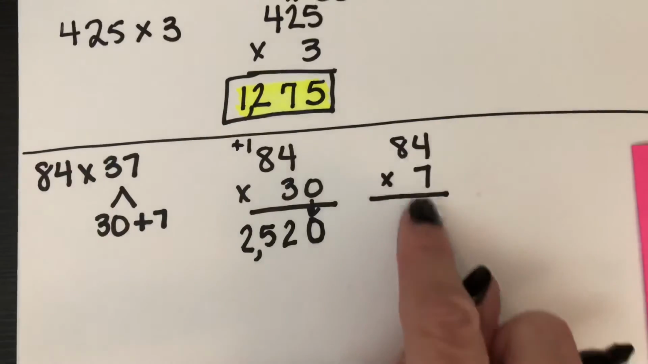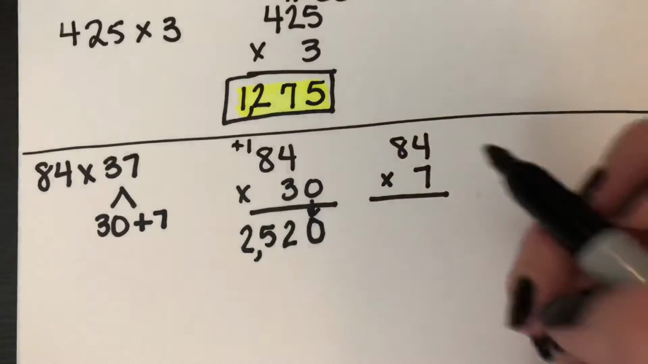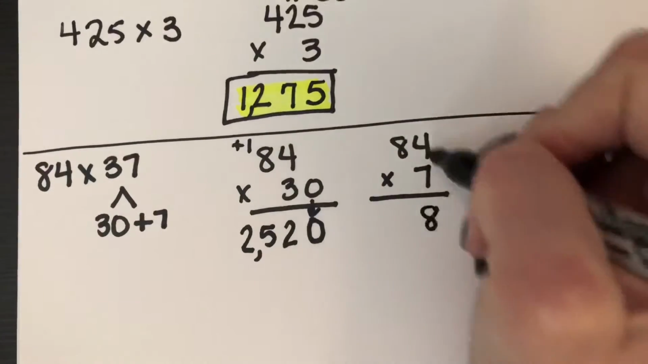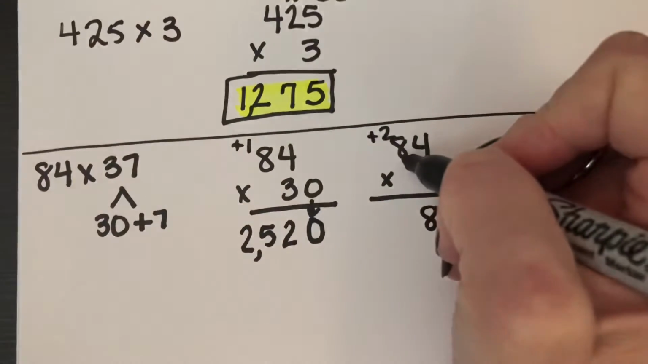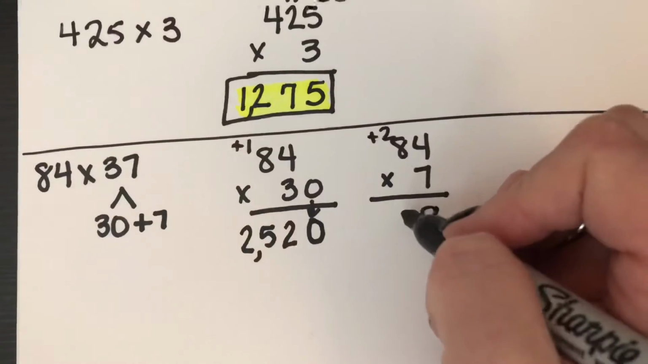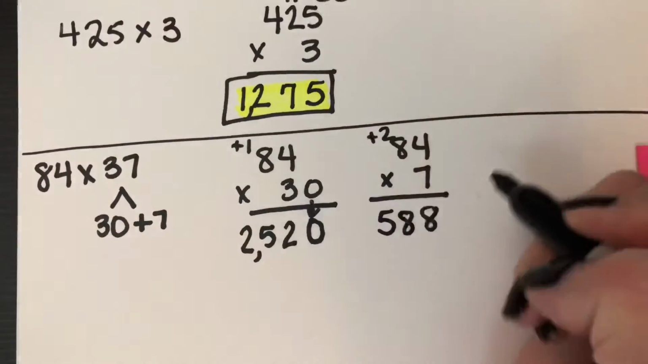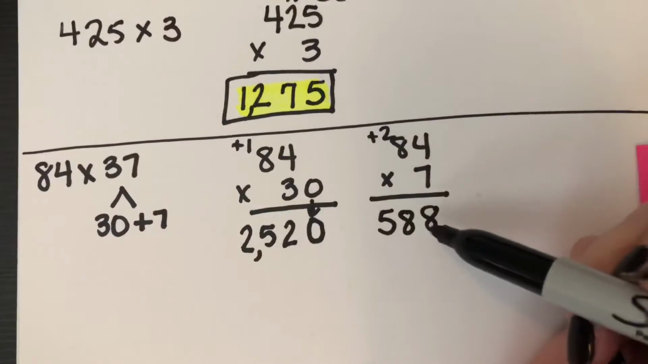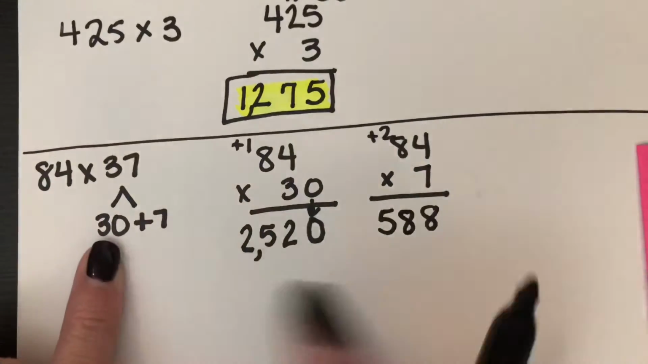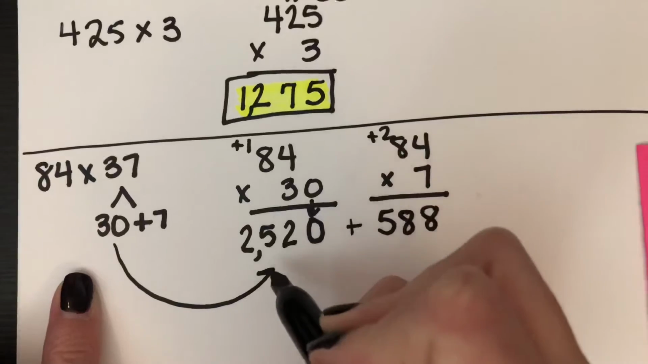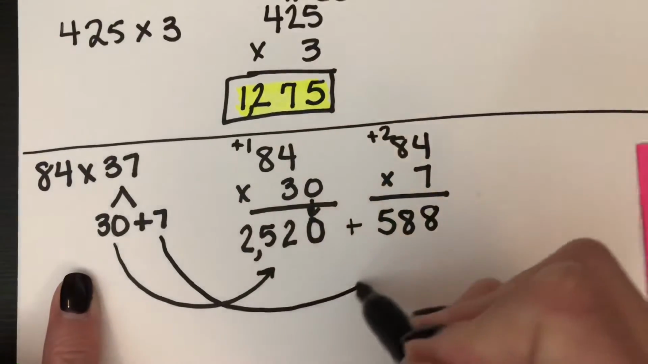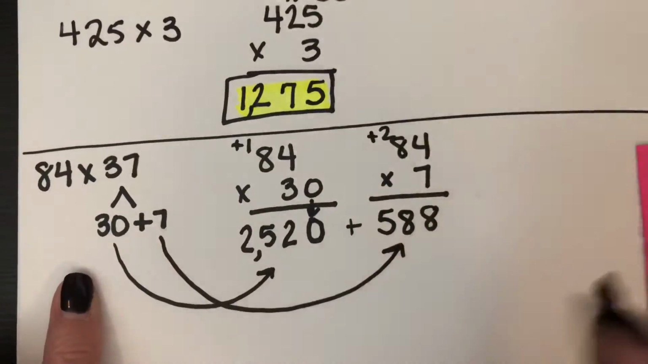Now I'm going to go ahead and do 84 times 7. 7 times 4 is 28, carry my 2. 7 times 8 is 56, plus 2 is 58. So it's 588. Now since I broke it apart here, I need to put them back together here because we have this part is 1. And then this part is the other one. So we put these back together.